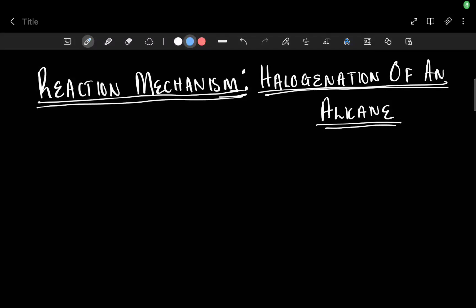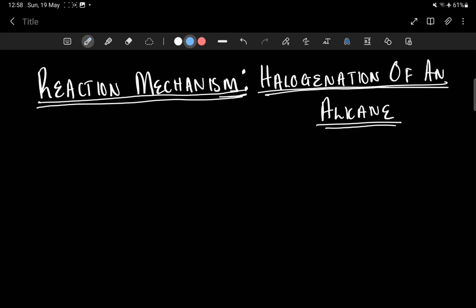Okay, so now we've seen the reaction itself. Now we want to know the reaction mechanism, okay? The reaction mechanism, let's go through one of the simplest, by far the simplest reaction mechanism in the whole world. So this reaction mechanism just consists of 3 steps.